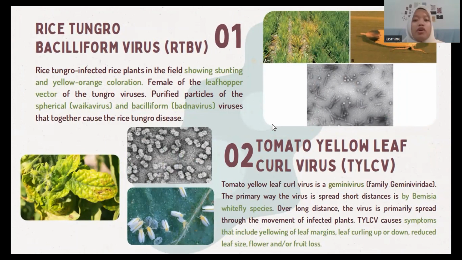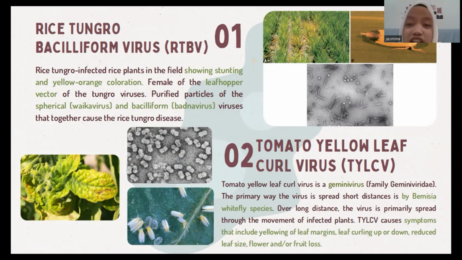Next, we're going to talk about plants that are infected by viruses. First, Rice tungro bacilliform virus or RTBV. Rice tungro infected rice plants in the field show stunting and yellow-orange coloration.